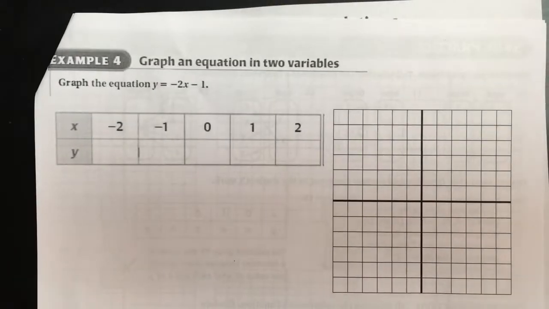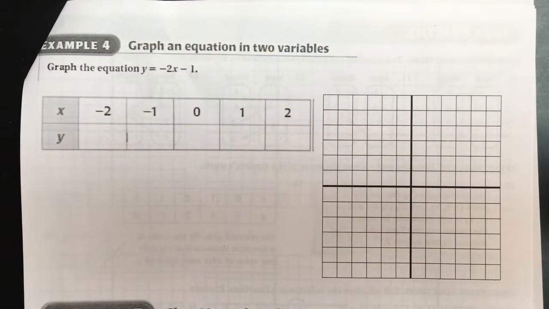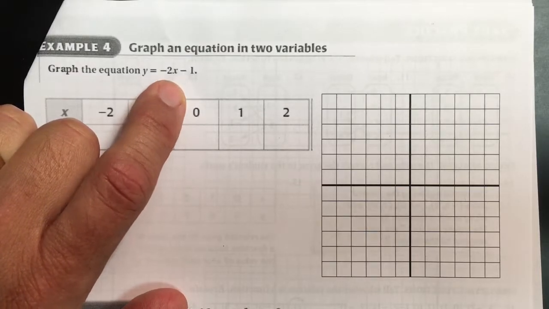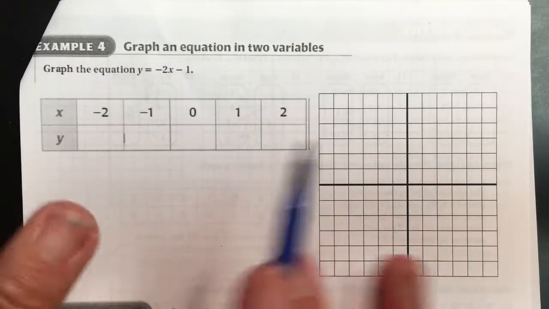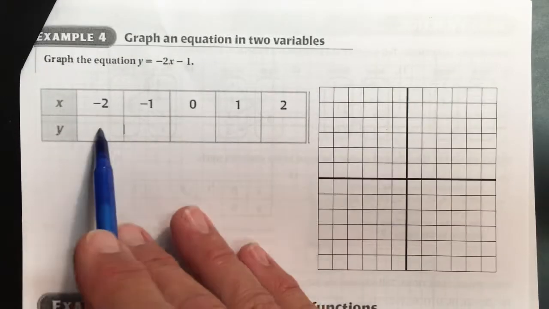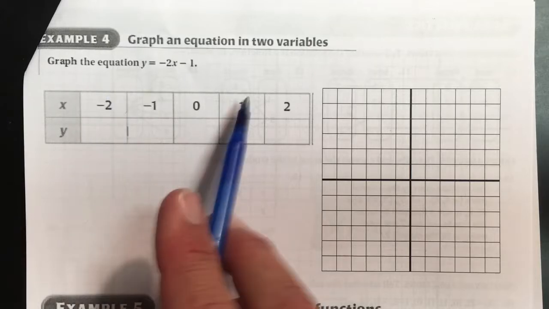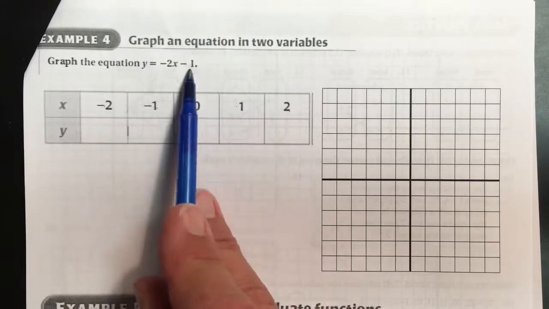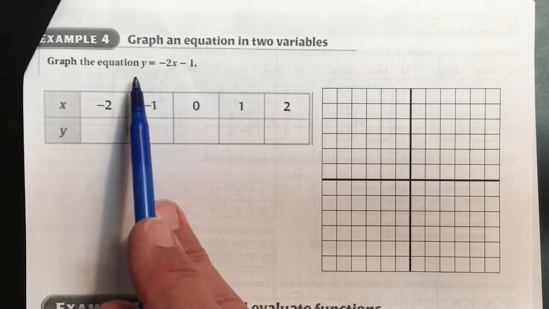So turn over to example 4. Graph the equation y equals -2x minus 1. Well, again, just some shortcuts to this, for these linear functions. We'll get to those later. But for now, let's just do it by x inputs and y outputs. Let's put these x inputs into the equation and see what we get for the output.